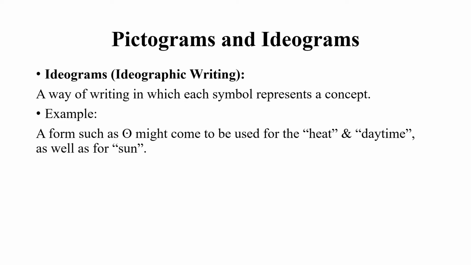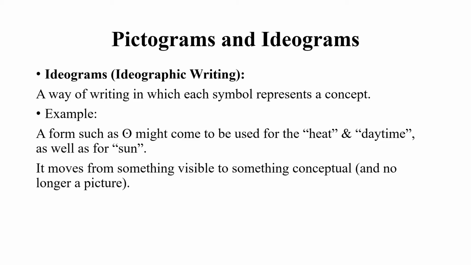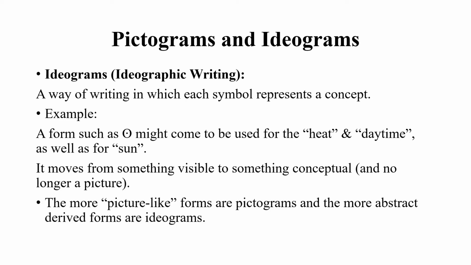So note that as the symbol extends from sun to heat, it's moving from something visible, which is the sun, to something conceptual, which is heat, and thus it's no longer a simple picture. This type of symbol is then considered to be part of a system of idea writing or ideograms. The distinction between pictograms and ideograms is essentially a difference in the relationship between the symbol and the entity it represents. The more picture-like forms are pictograms, and the more abstract derived forms are ideograms.